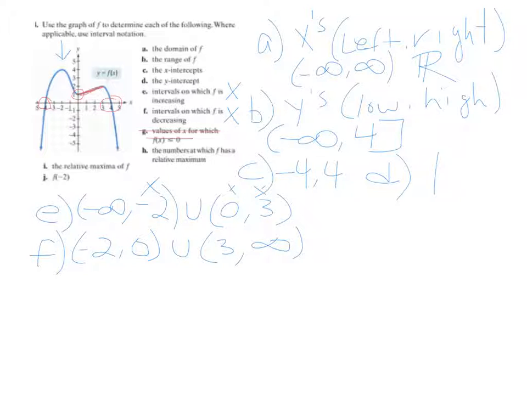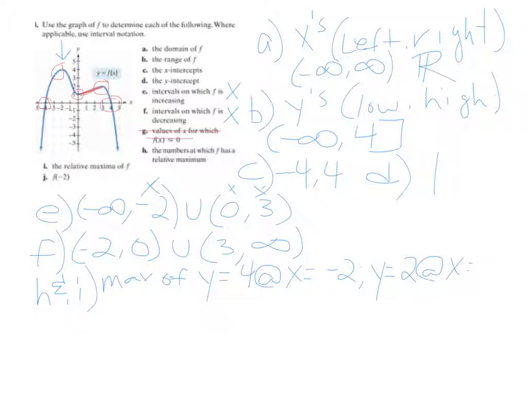Let's put H and I together. H and I is asking for maximums, and we have 2. The first maximum, the top of the hill, is when y is 4. So we write maximum of y equals 4, and that happens at x equals -2. There's another one, another top of a hill on the right side. That would be a maximum of y equals 2 at x equals 3.